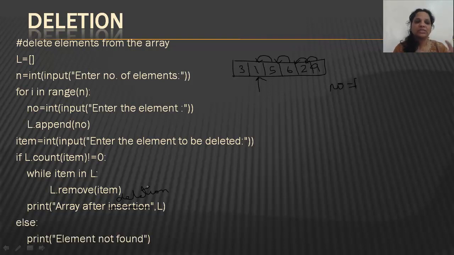Otherwise, that means if the count is going to be 0, what does it mean? That this element that you want to delete doesn't exist in your array. So you could give a message element not found. Is that clear? So did you understand the working of an array? Remember, we are using a list. We are creating the concept of an array using the list data type. Clear? Similarly, for stacks and for queues, we'll be using the list data type.